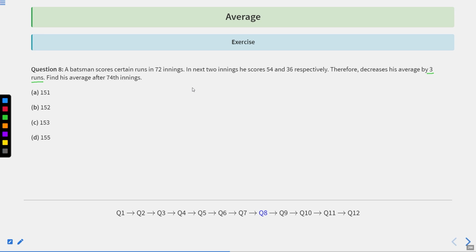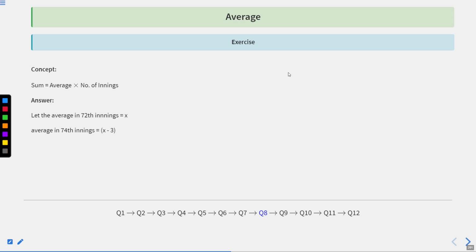average till 72nd inning, and in the next 2 innings, in the 73rd and 74th, he scored 54 and 36 runs respectively. And after this score, his average dropped by 3 runs. So what will be the new average after 74th inning? So we are going to use the same concept that we used in the previous question. You can see that all the questions that we are doing are mostly based on the same concept, that is sum equal to average times number of innings.